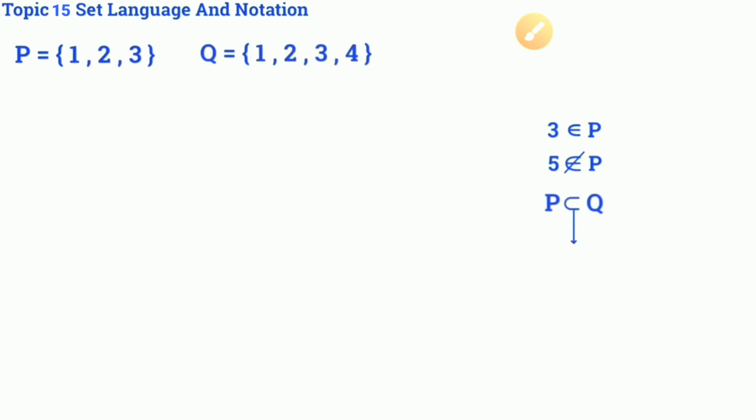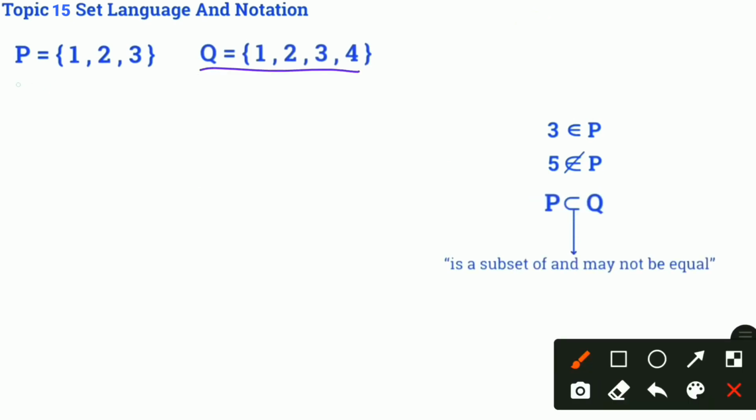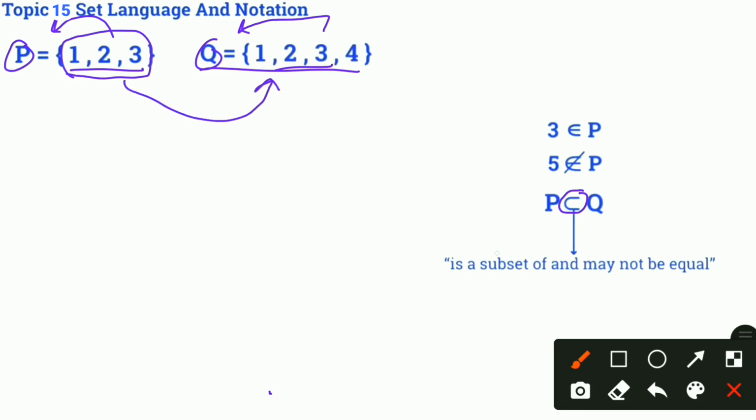We can have many sets, each with their own elements. These are two sets, P and Q. What does this symbol tell us? It tells us that P is a subset of Q and may not be equal, which means the elements of P, 1 2 3, are also present in the set Q. P has 3 elements, 1 2 3, and Q has 4 elements, 1 2 3 4. They may not be equal, but P is a subset of Q because Q contains all the elements of P.